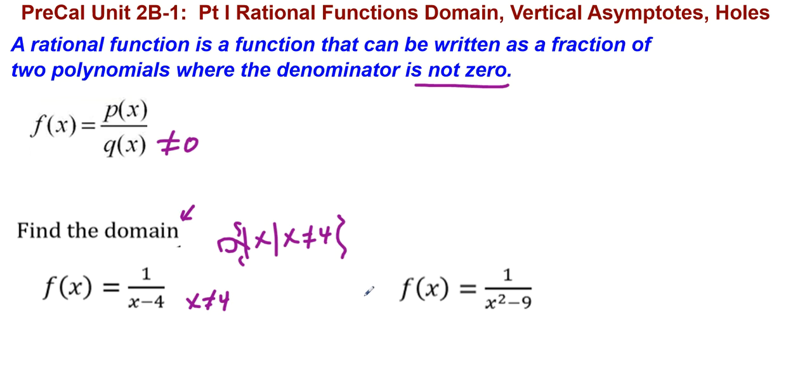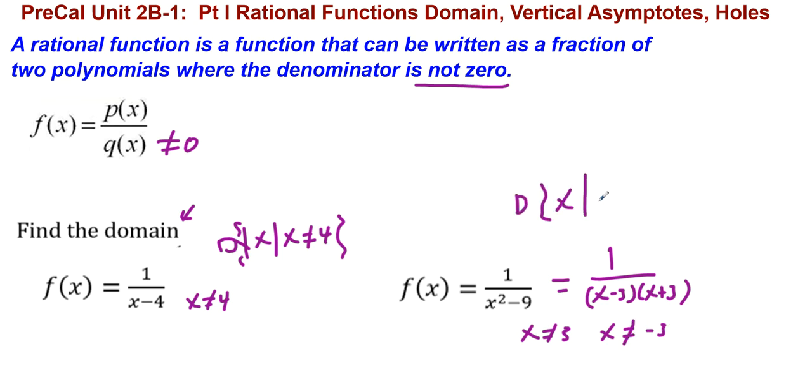All right. Now, let's look at this next one. We have a difference of two squares here. So I can factor this as 1 over (x minus 3)(x plus 3). And therefore, when we set each one of these terms equal to 0, we can't have x equal to 3, and we can't have x equal to negative 3. Those would be no-nos. So my domain will be all x's such that x doesn't equal 3 and x doesn't equal negative 3. You could have written that as plus or minus 3.